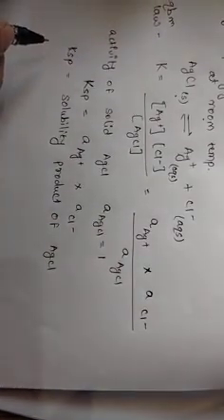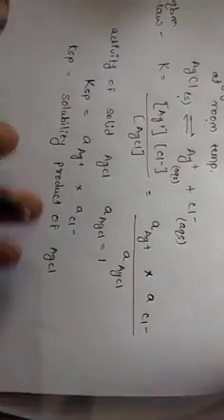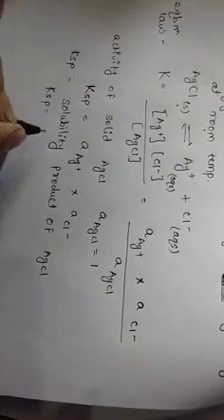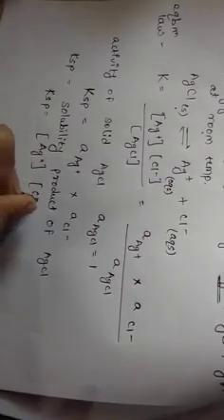Okay, so it is more convenient to express the molar concentration in terms of solubility product. So in this way we can also write that Ksp is equal to the concentration of Ag plus and the concentration of Cl minus. So in this way also we can write down the solubility product.